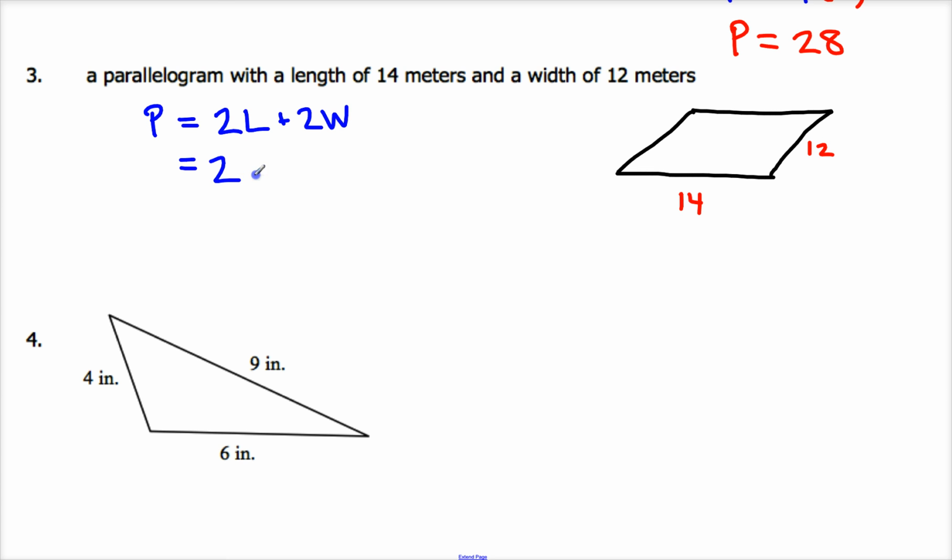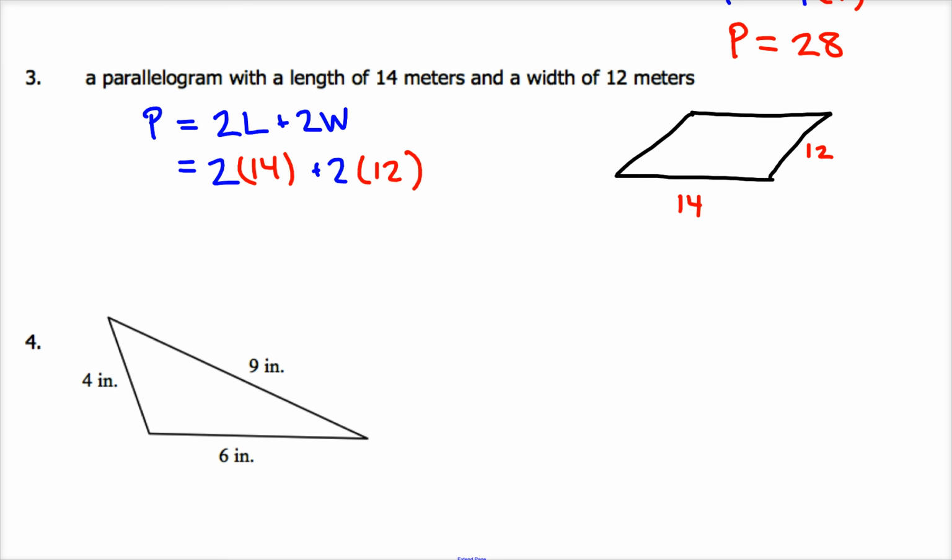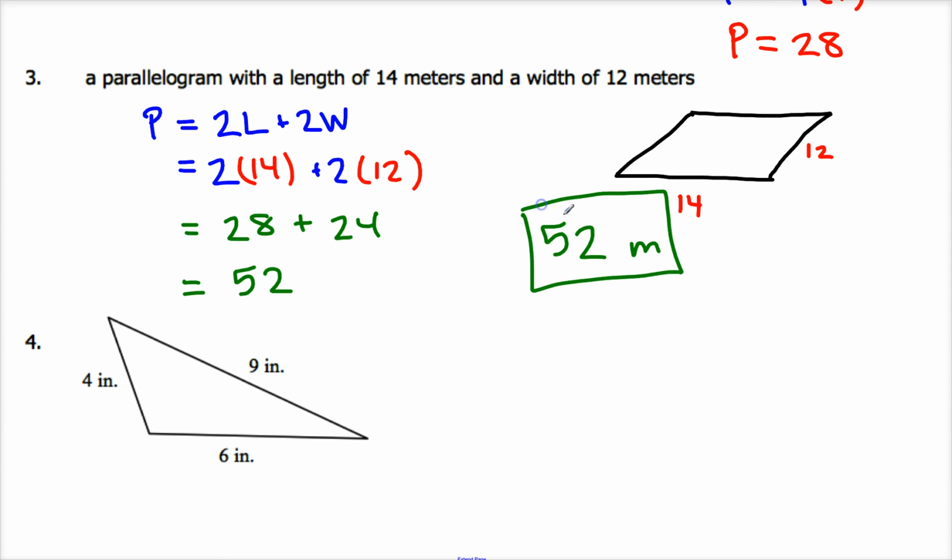So that's going to be 2 times 14 plus 2 times 12. Again, using our order of operations, 2 times 14 is 28, 2 times 12 is 24, and 28 plus 24 is 52. So our perimeter here is 52 meters, or 52 m. M is for meters.